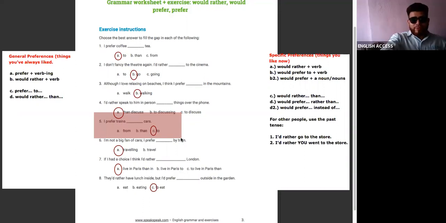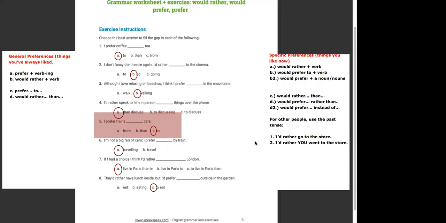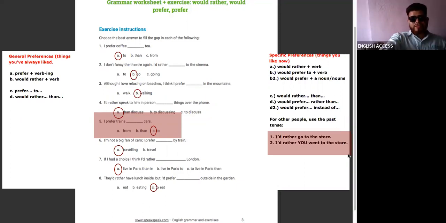Yeah, would rather. And also that for other people who use the past tense. That's also another thing that is extremely important.